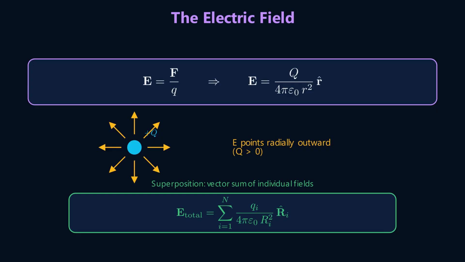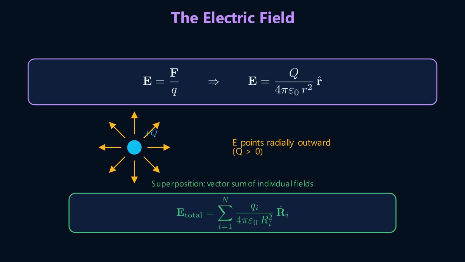For a single point charge Q at the origin, the electric field at distance r is E equals Q divided by 4 pi epsilon 0 r squared times r hat. If Q is positive, E points radially outward. If Q is negative, E points radially inward. The magnitude drops off as 1 over r squared.